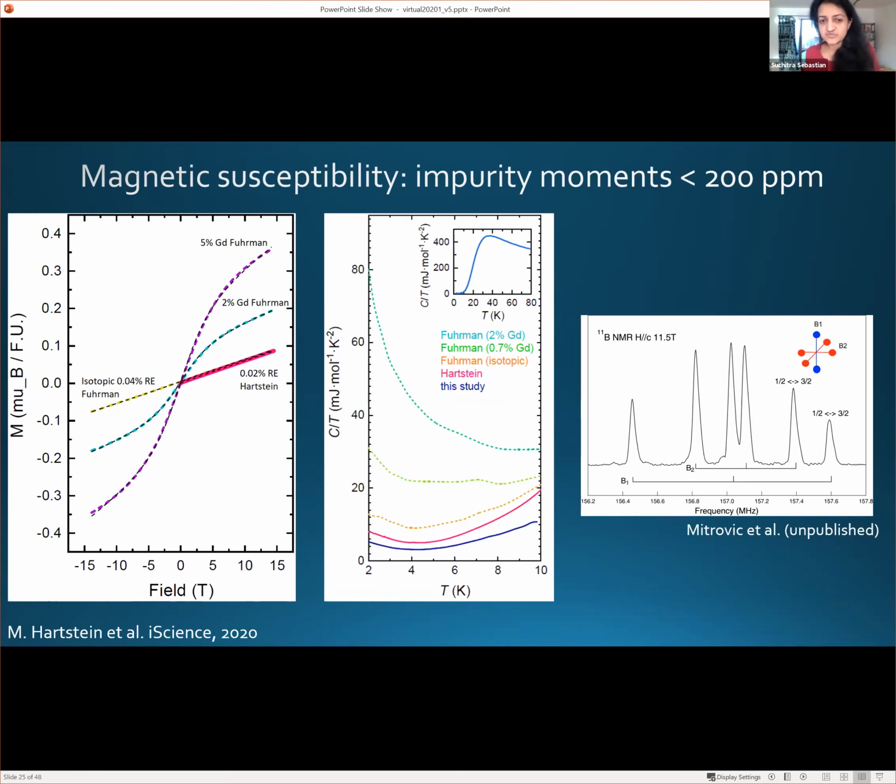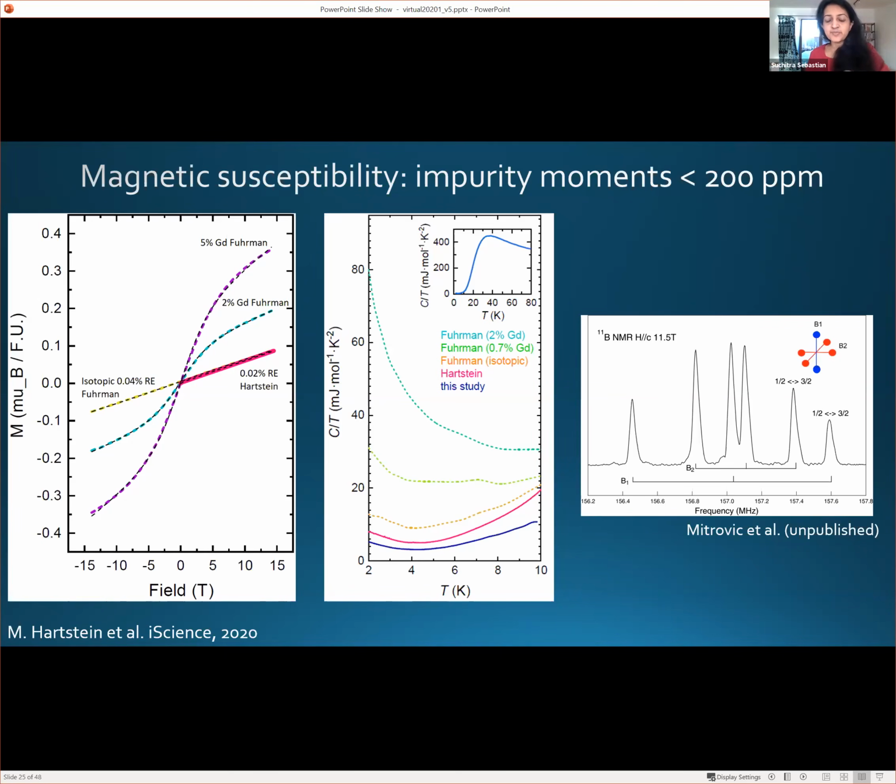So one suggestion was maybe it arises from other rare earths like gadolinium, which are inclusions. And there was a suggestion by the group of Fermi et al. that when they deliberately put gadolinium in, you get a finite heat capacity, as you would expect, but it shows up in the magnetic susceptibility. So that's one way we can tell.